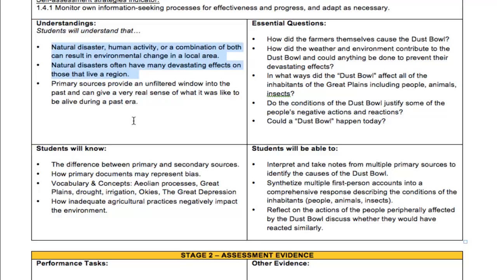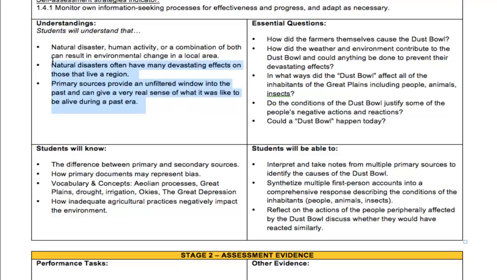So another understanding that I had for my lesson is that primary sources are an unfiltered window. It can really give us a first-hand account of what is happening in a particular era, in a particular region. For this lesson, I'm talking about primary documents regarding the Dust Bowl, but primary documents are available for many past eras and can be used to give us a first-hand account as to what it was like to live in that particular era in a particular geographical region.